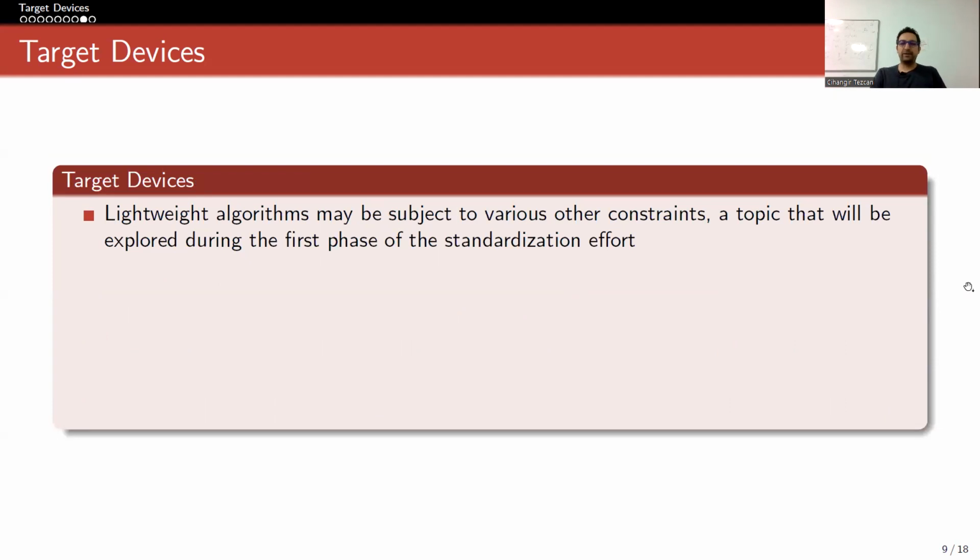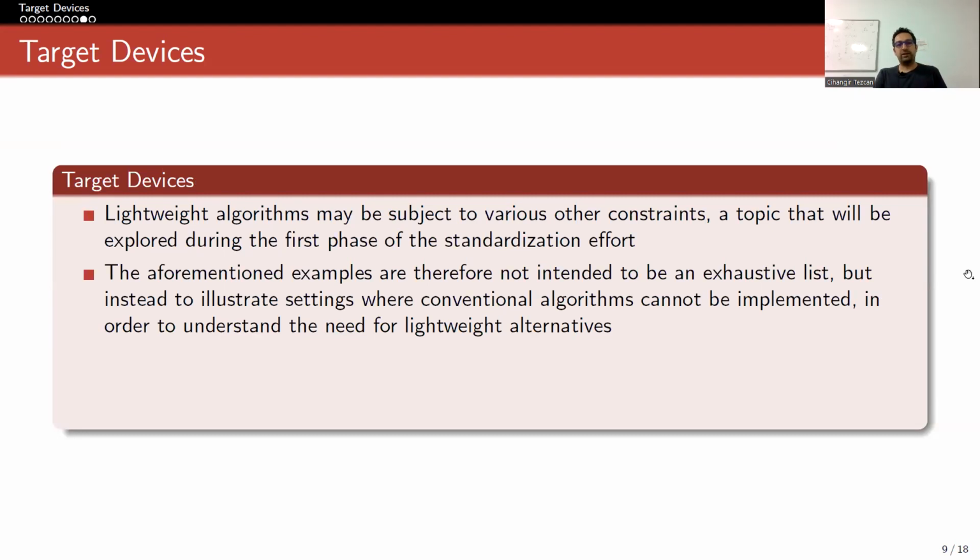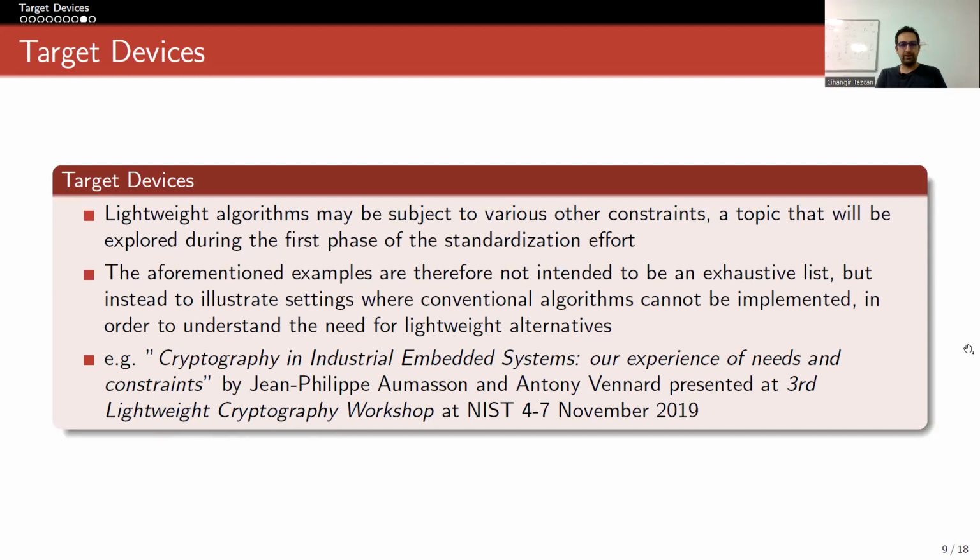Lightweight algorithms may be subject to various other constraints, a topic that will be explored during the first phase of the standardization effort, and actually this was covered in most of the workshops. The aforementioned examples are therefore not intended to be an exhaustive list, but instead to illustrate settings where conventional algorithms cannot be implemented, in order to understand the need for lightweight alternatives. In all of these workshops, industry and academicians exchanged ideas. For instance, there was a talk called Cryptography in Industrial Embedded Systems, Our Experience of Needs and Constraints by Jean-Philippe Amoson and Anthony Vena. With these workshops and this competition process, we actually understood what we need, and at the end, NIST chose an algorithm as the standard.